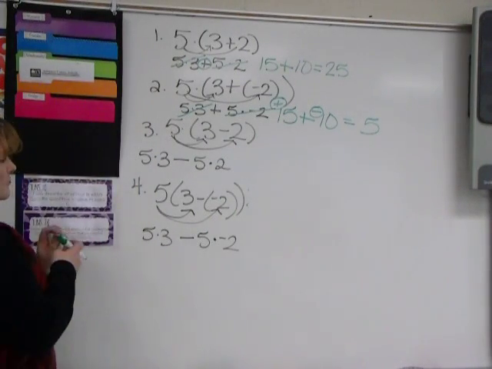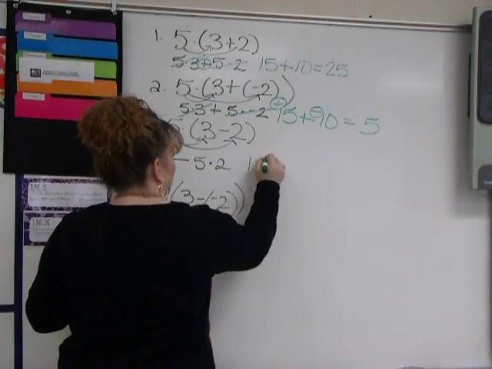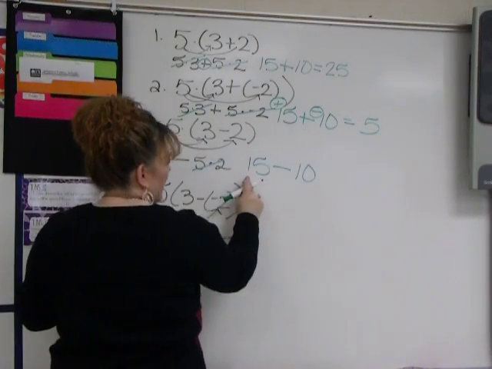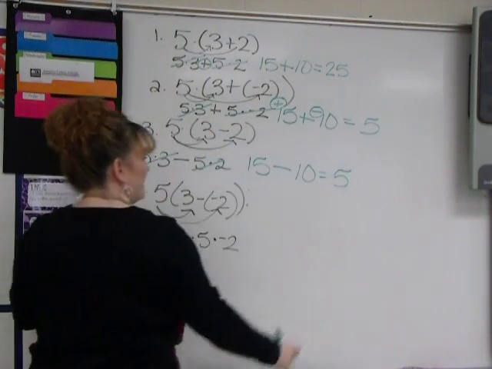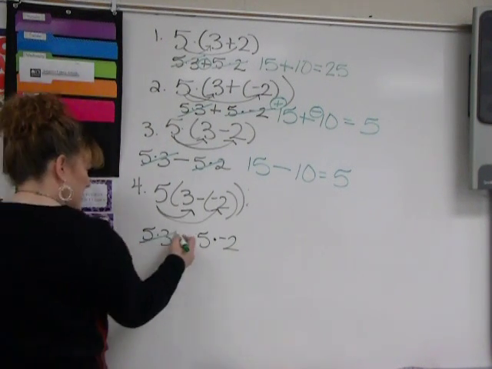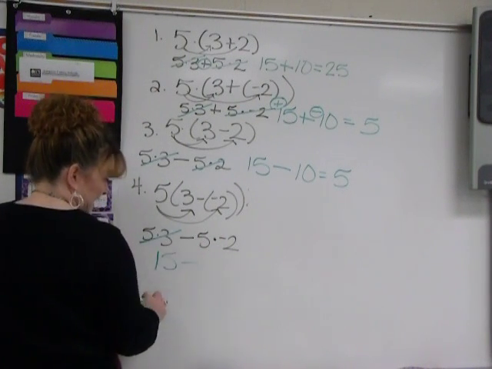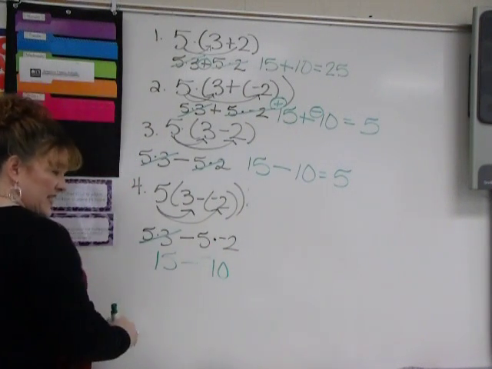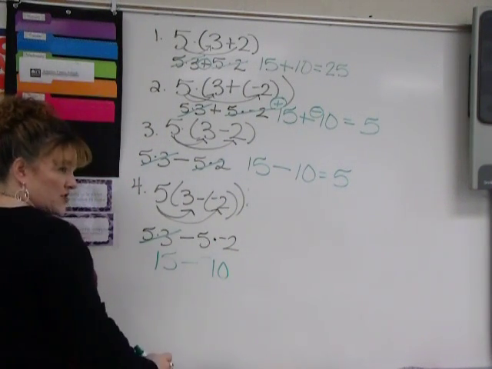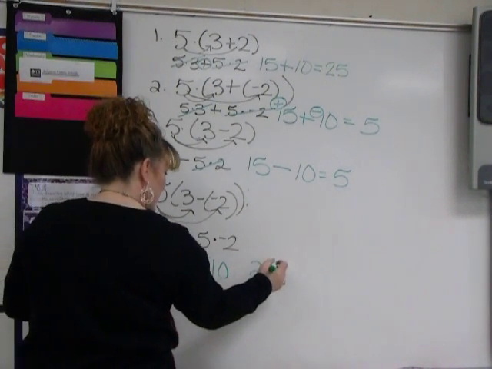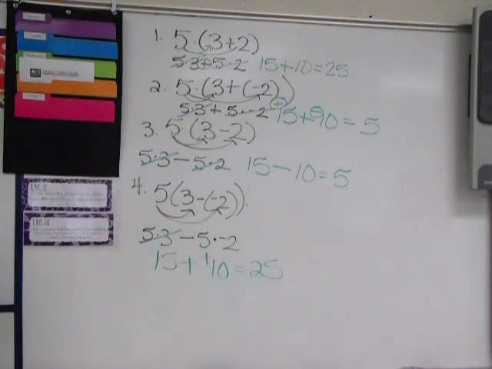Number 3, 5 times 3 is 15, minus 5 times 2 is 10. 15 minus 10 is a positive 5. And then the last one, 5 times 3 is 15, minus 5 times negative 2 is a negative 10. Different signs, a negative 10. You have to keep, change. 15 plus a positive 10, that's a positive 25 for the last one.